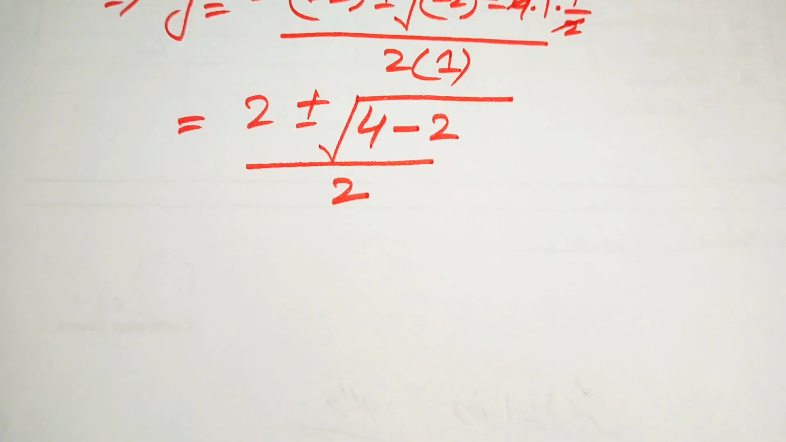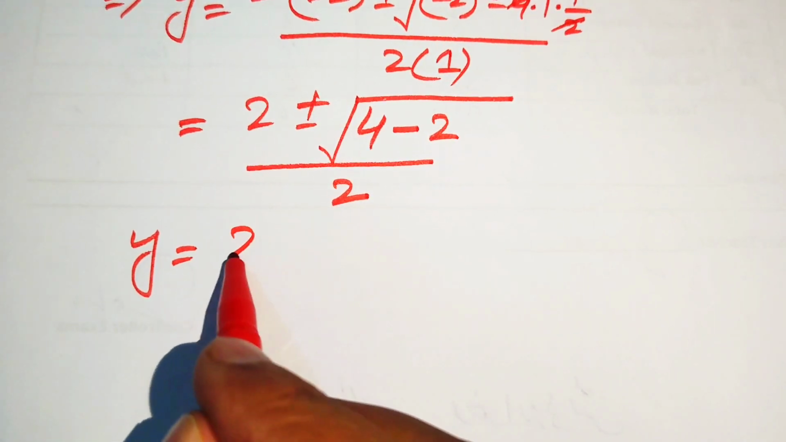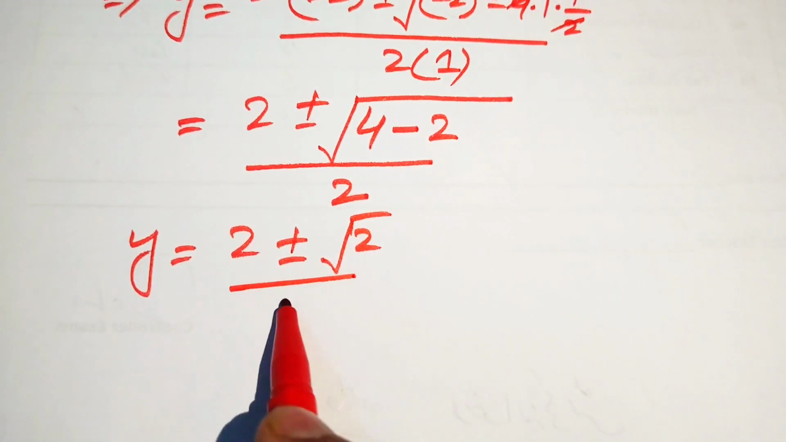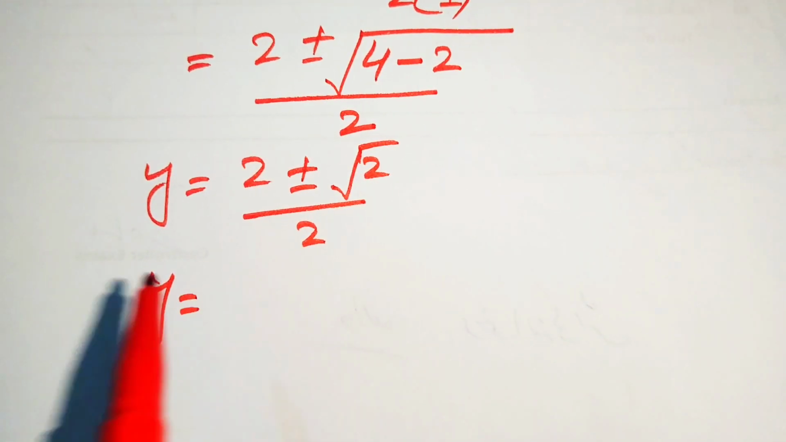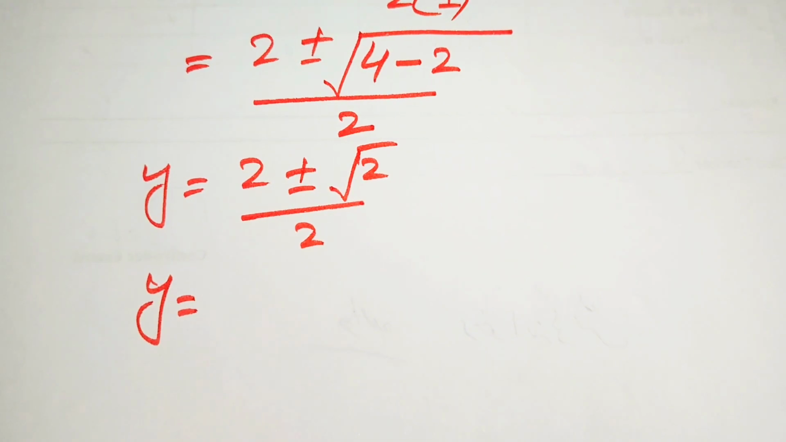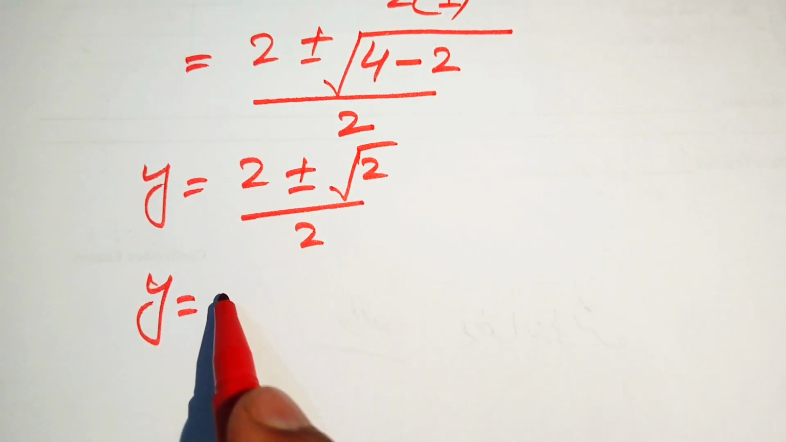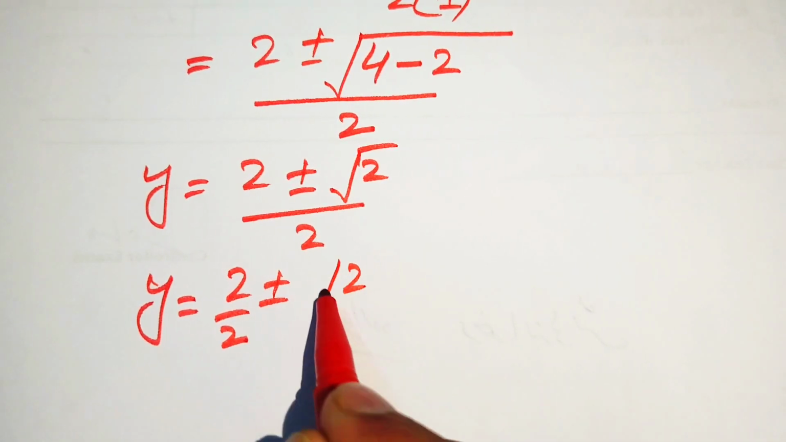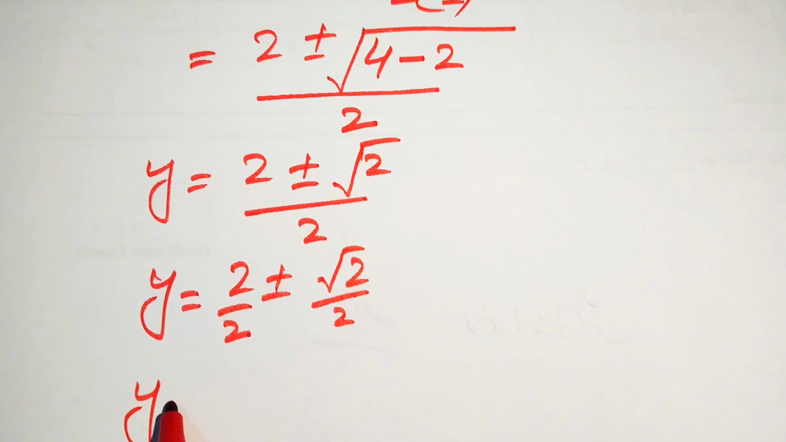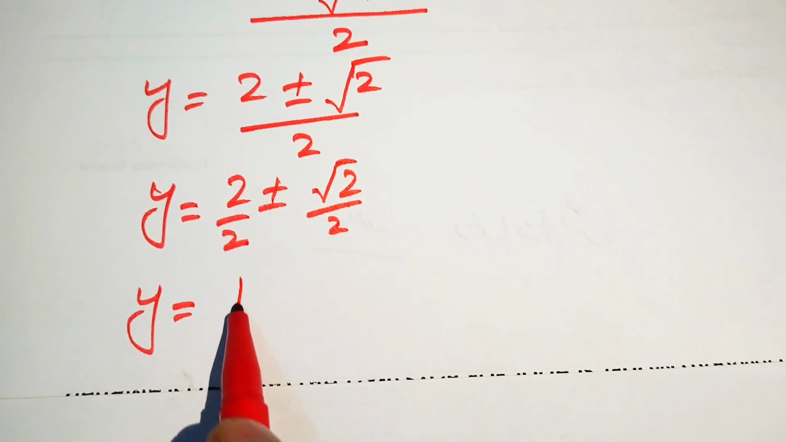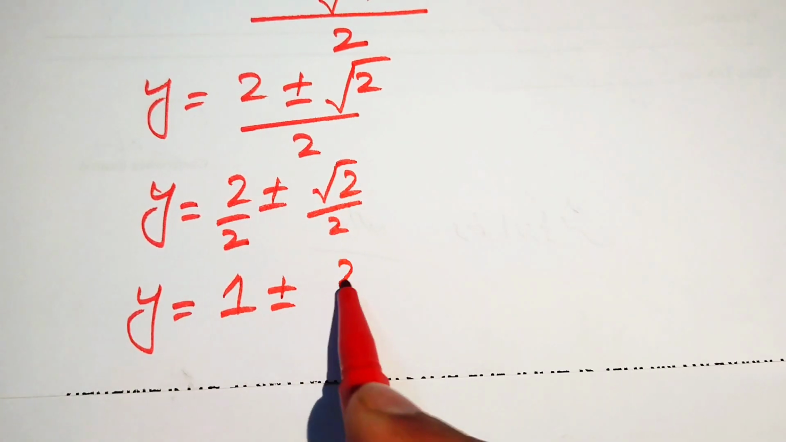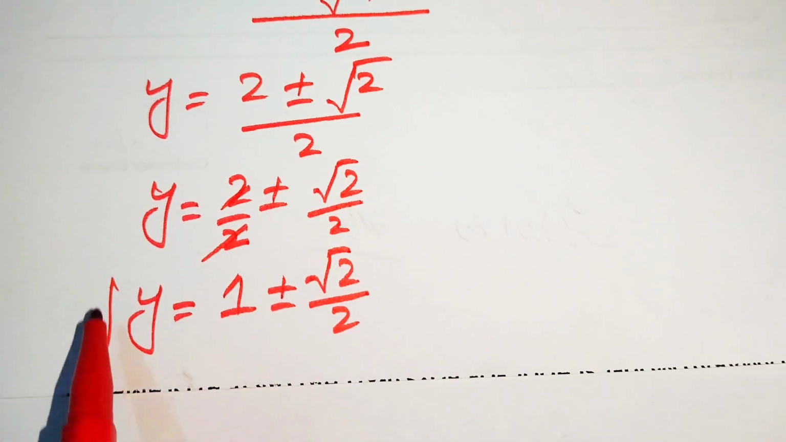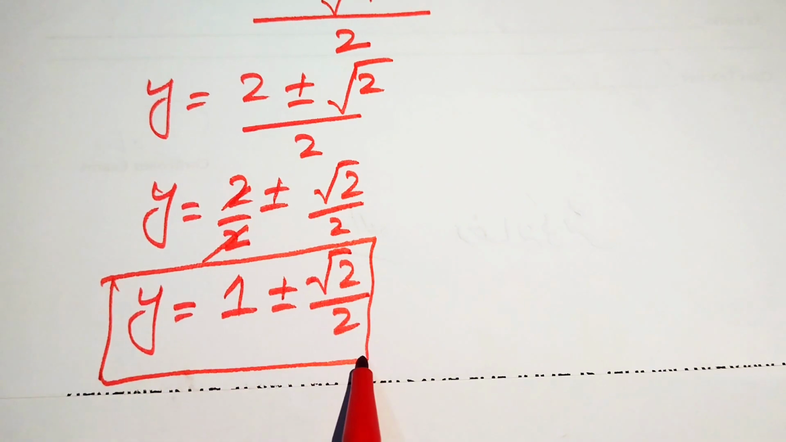So further in the next step we have y equals 2 plus minus, this is 4 minus 2 becomes square root of 2, divided by 2, and here we need to break this fraction. When you break this fraction, it will be written as 2 plus minus 2 over 2 plus minus square root of 2 over 2. So here after simplification you get 1 plus minus square root of 2 over 2. These two are cancelled by each other. So these are the two values of y.